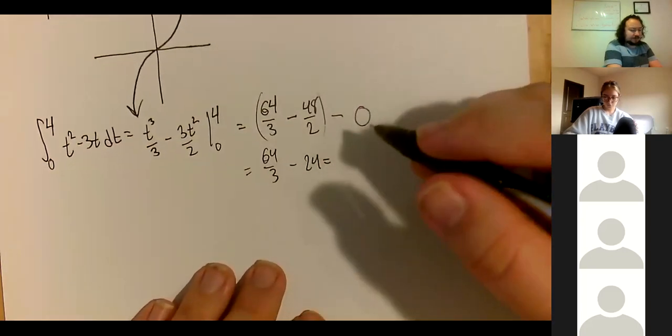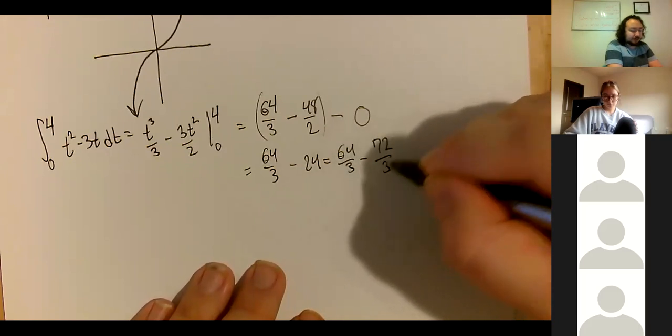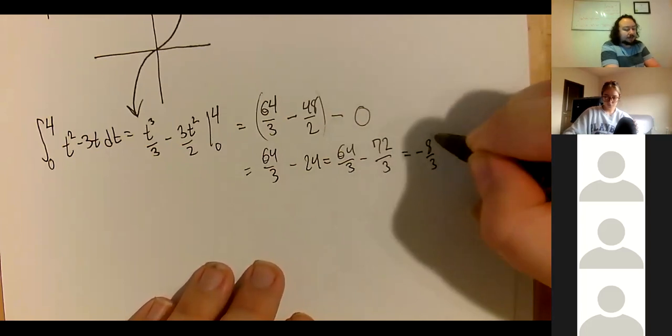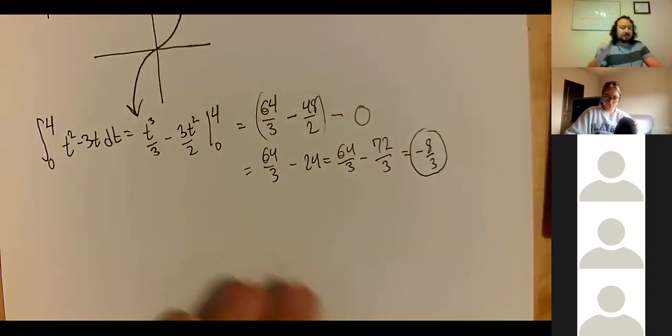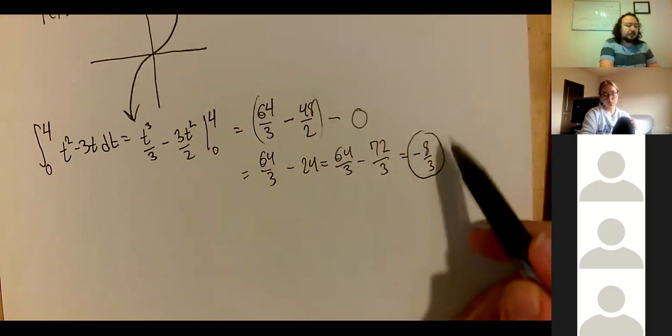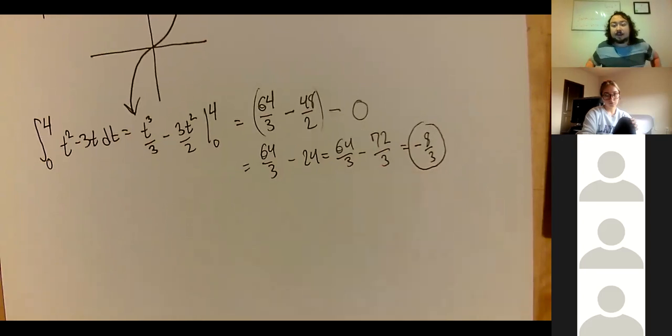Now I want to combine this into one fraction. So I have 64 over 3 minus 72 over 3. That's how we write 24 in thirds. And we end up with negative 8/3. So that's actually going to be our answer here. What happens is we end up moving forward, then we move backward a little bit, and then we move forwards, but not enough to overcome how much we moved back. So overall, we are negative 8/3 back from where we started. You can get negative values for displacement. All right, so that's number 19.